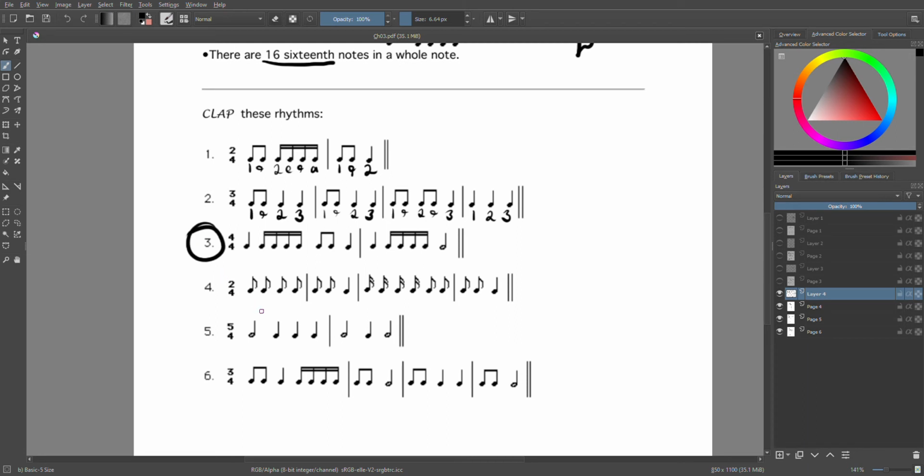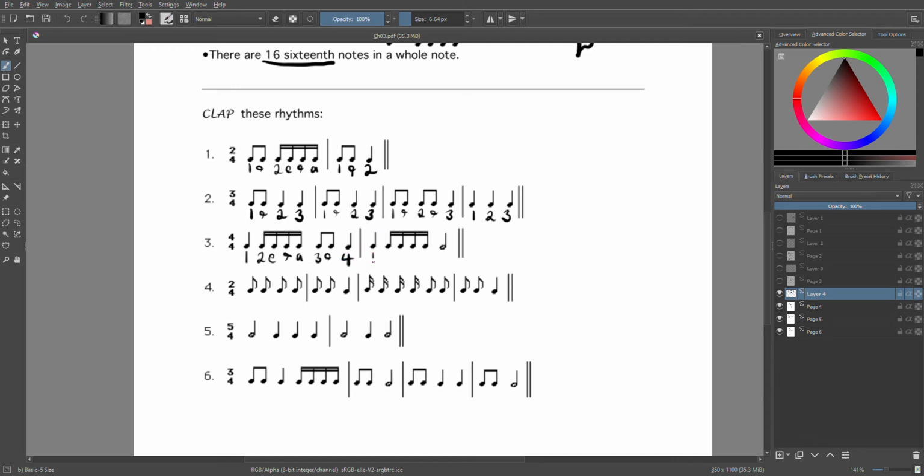Now we're on number 3. This one has 16th notes in again, and it has a half note, so we're going to be wary of that. All right. Here we go. This is going to be 1. This is 2, E, and a. 3 and 1, or 4.